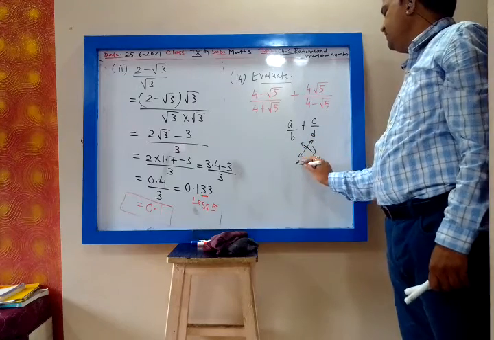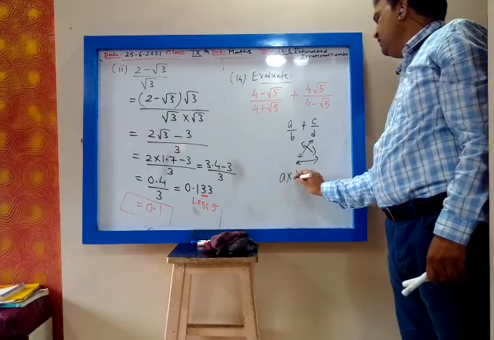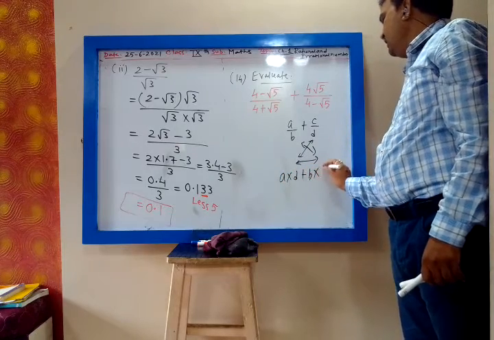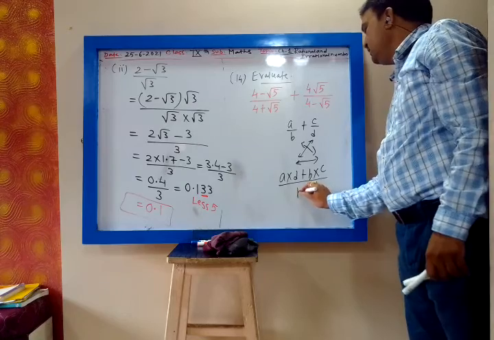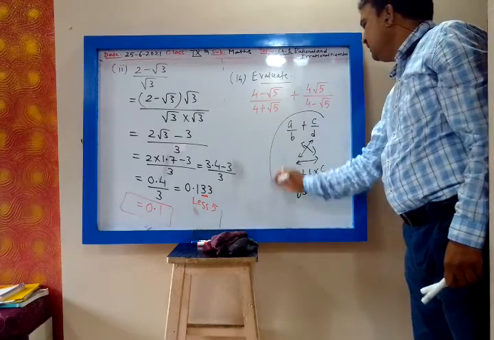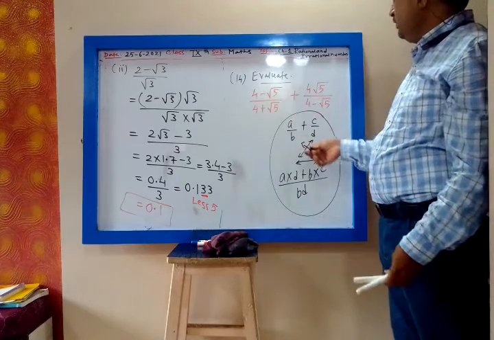You can cross multiply. This you can write as a into d plus b into c upon bd also. This is another method. So you can follow this method also.